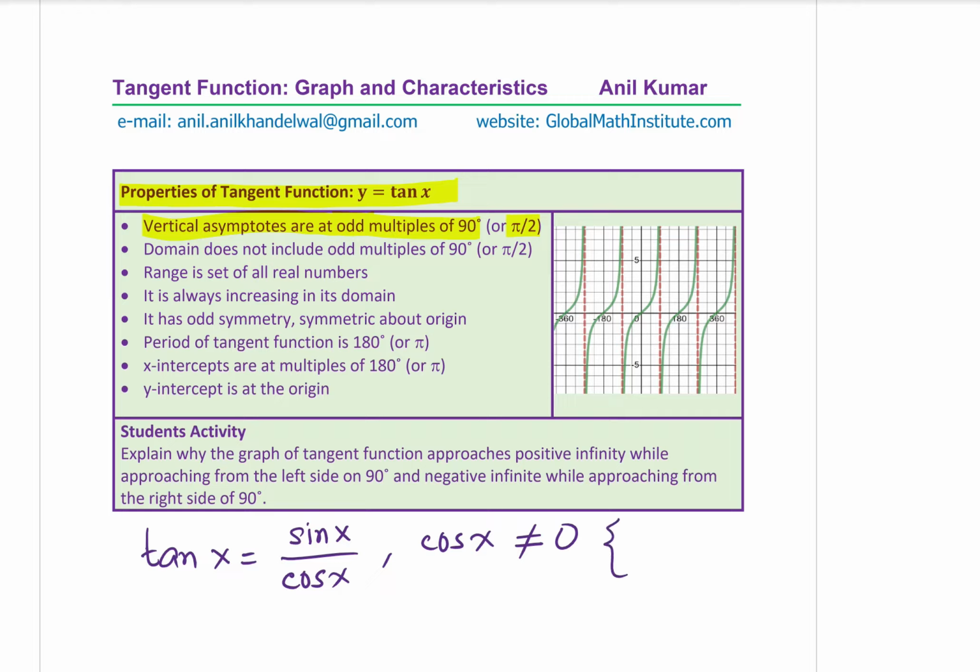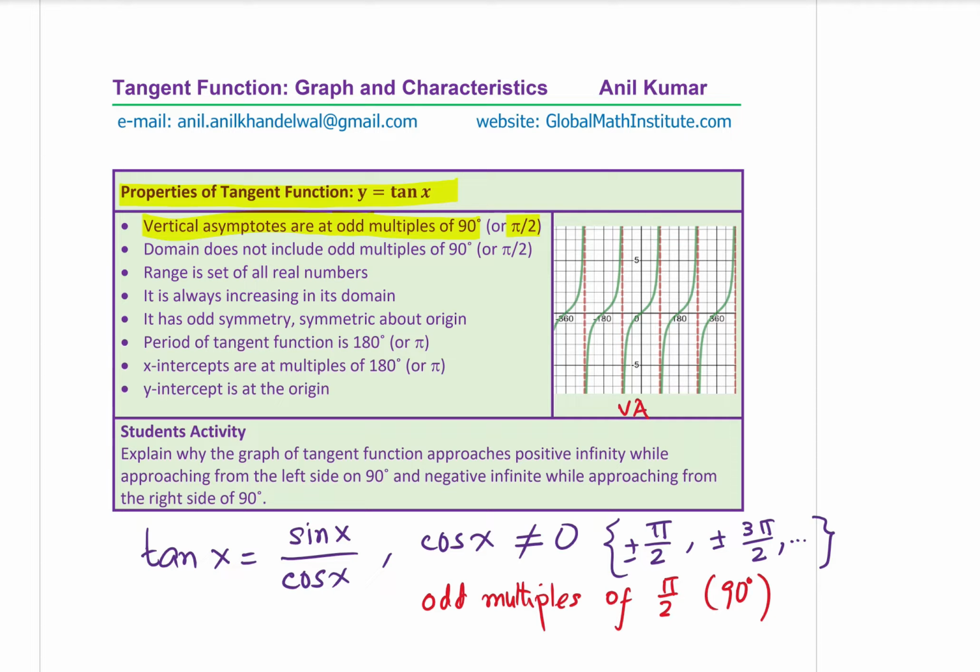Right? So these values are basically, if you are writing in radians, you can write them as pi by 2, both plus and minus, right? Plus and minus 3 pi by 2, and so on. So these are odd multiples of pi by 2, right? Or 90 degrees, correct? So that is what we mean when we say odd multiples of pi by 2, correct? Or working in degrees, odd multiples of 90. So these are the vertical asymptotes. So let me mark vertical asymptotes here. So the vertical asymptotes are these, correct? Shown in red.